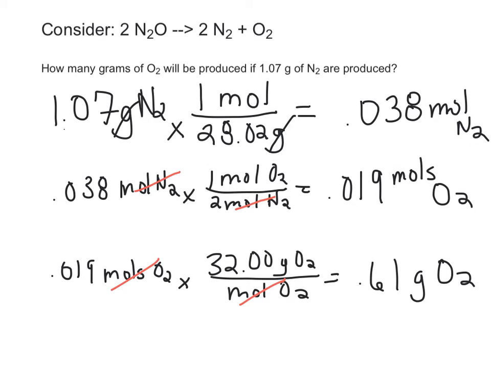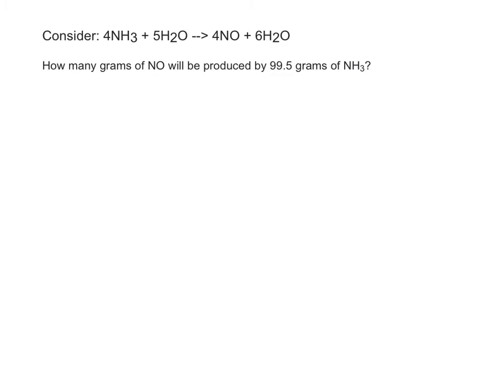All right, so let's do one more problem. And so we'll look here at a new equation. We'll consider 4NH3 plus 5O2 yields 4NO plus 6H2O. And now we want to figure out how many grams of NO will be produced by 99.5 grams of NH3. And so we can kind of identify what we're looking for here. We're looking at NO and we're looking at NH3. And what we want to say to ourselves is, all right, 99.5 grams of NH3. As usual, we should try to convert this to moles.